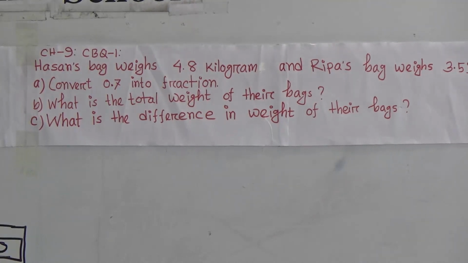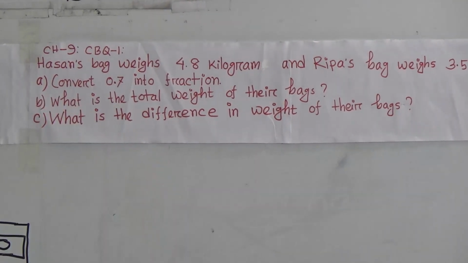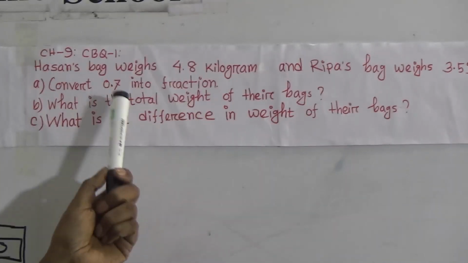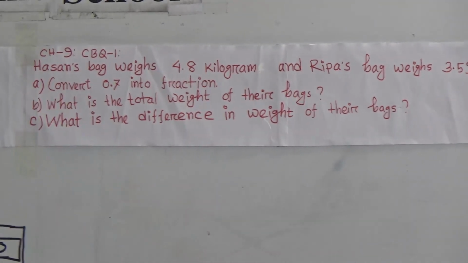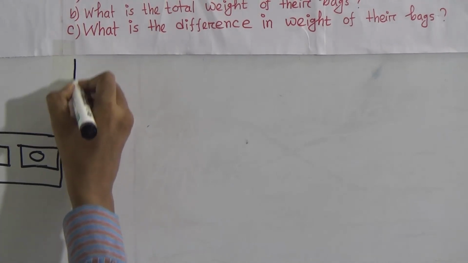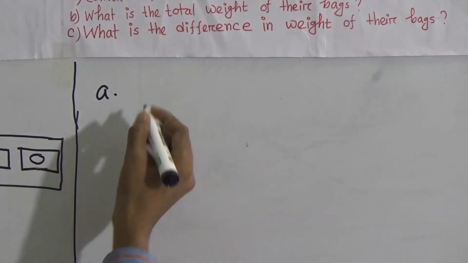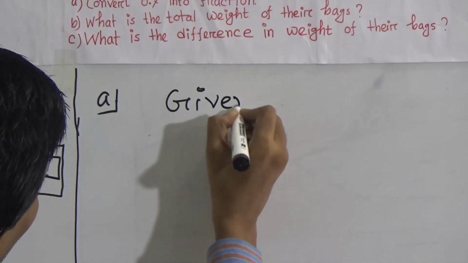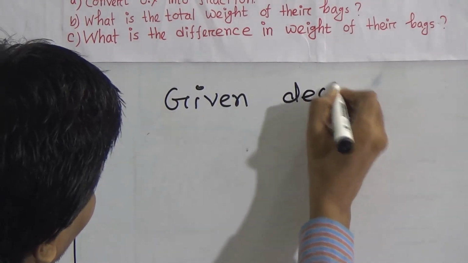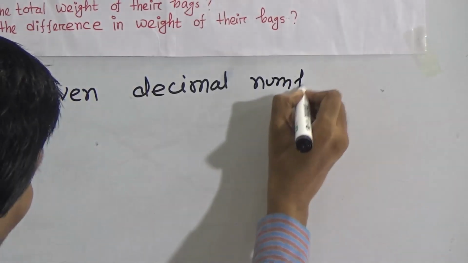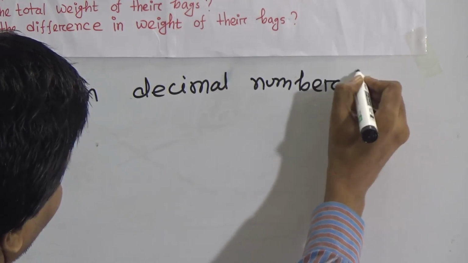Okay, I think you understood the CBQ question, and think yourself, convert 0.7 into a fraction. This is related to chapter 9. Okay, now I want to solve question number A. Write here A number, write given decimal number is what?